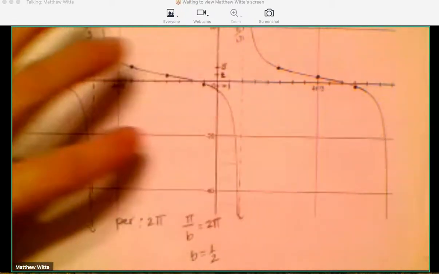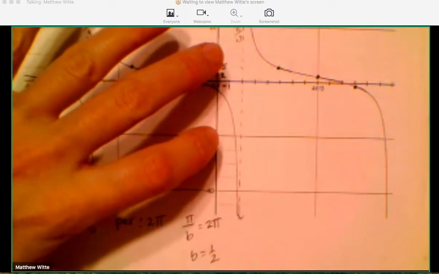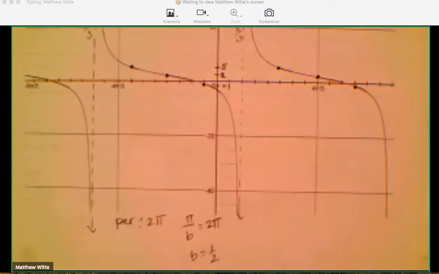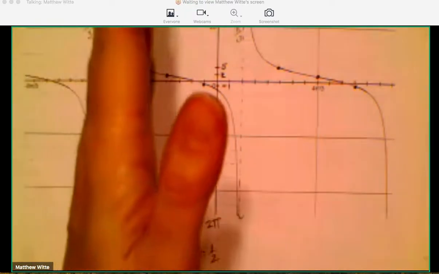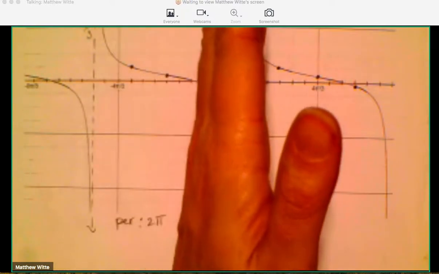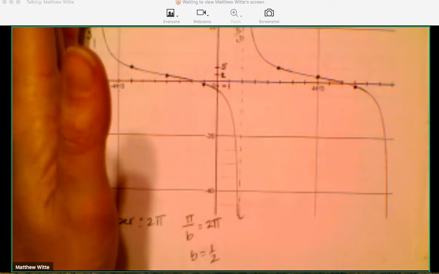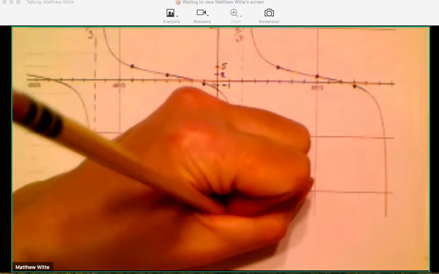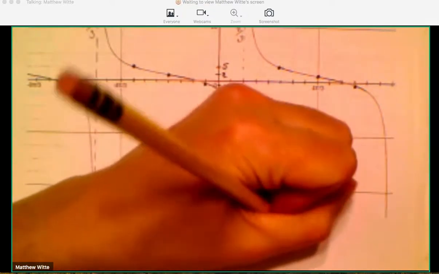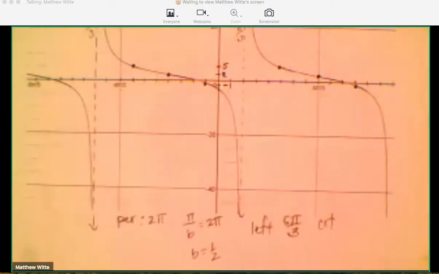So when I'm thinking of how do I shift it, I could think of it as I'm shifting everything left 5 pi over 3, because again, the asymptote itself is being shifted from 0 to that negative 5 pi over 3. You could also think of it as you're shifting it right by pi over 3. A shift left by a portion of the period will be a shift right by the remainder of that period. So I'm going to look at it as shifting left 5 pi over 3, and I'm going to use cotangent here.